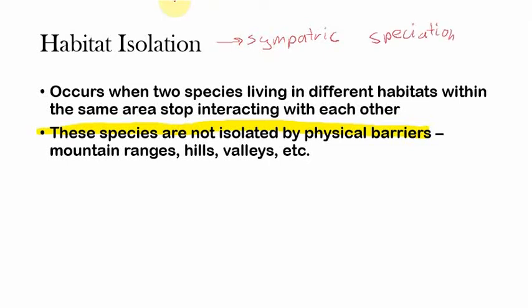Habitat isolation is not allopatric speciation. Allopatric speciation, remember from the previous video, is when you have a group of organisms which are isolated from each other because of geography. That's not what this is. Habitat isolation is an example of sympatric speciation because the organisms are not isolated from each other. Let me give you an example.